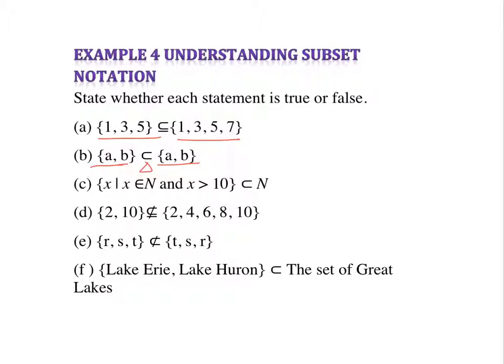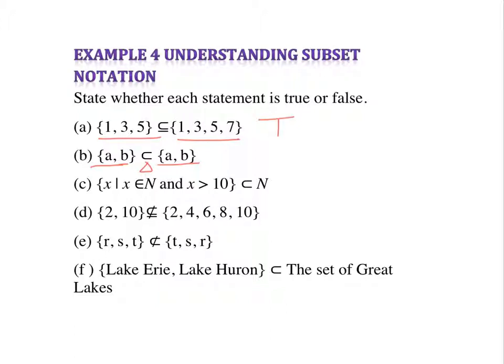In the first set, there are 3 elements, 1, 3, 5. In the second set, there are 4 elements, which includes the 3 we just mentioned, 1, 3, 5, and then an extra 7. So in this case, obviously, the first set is a subset of the second set. So that is a true statement.